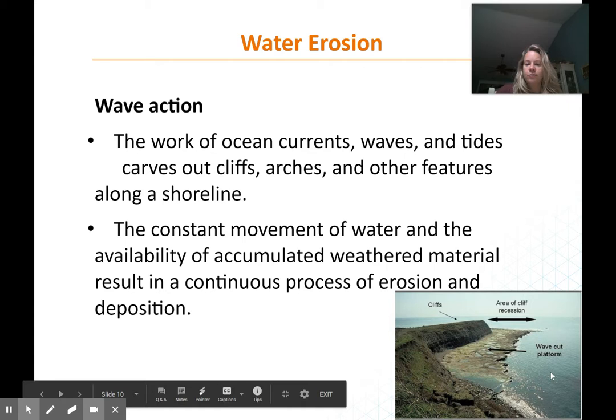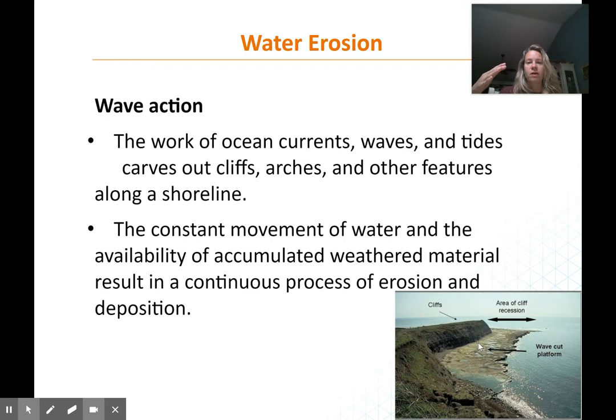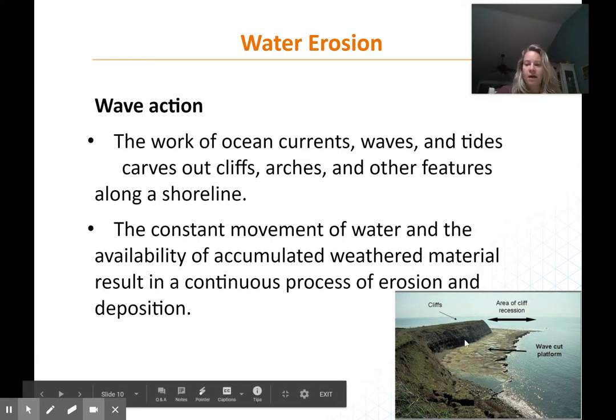So wave action is pretty strong. You've got waves kind of crashing into the shore here. And this is a platform that's cut by wave action. So we've got tides going in and out. The water gets higher, it gets lower, and that creates this kind of shelf, which is called a wave cut platform. And then you've got cliffs like we see on especially Northern California. And then we've got this recession area. So the cliff used to be right here, and it's receding because of this wave cutting.